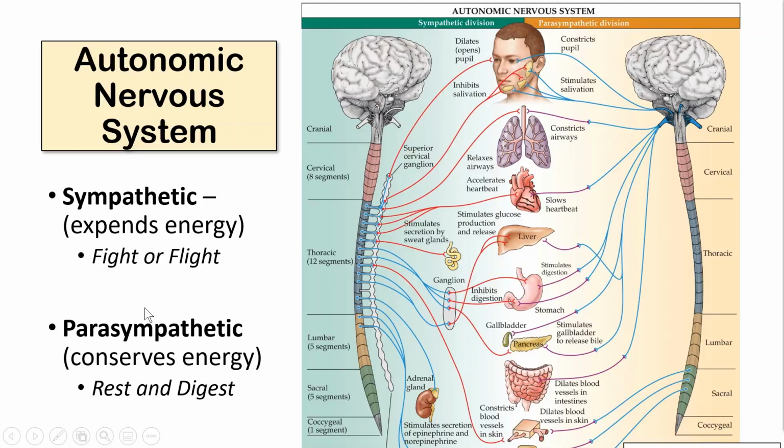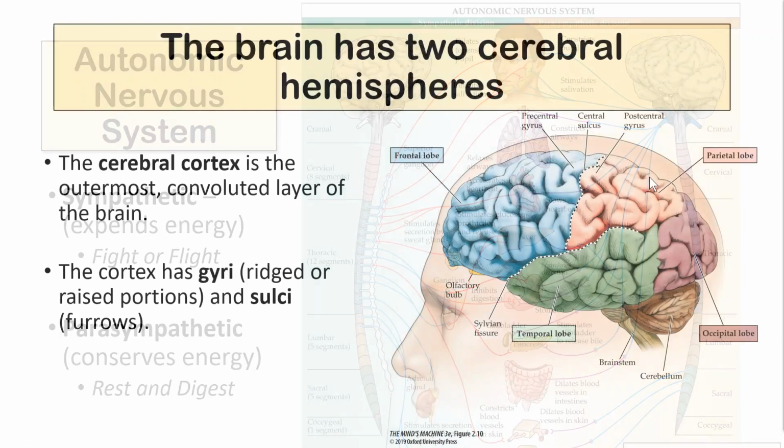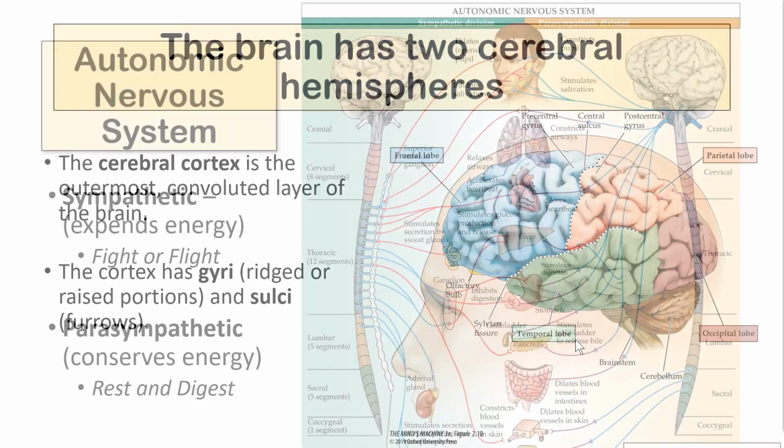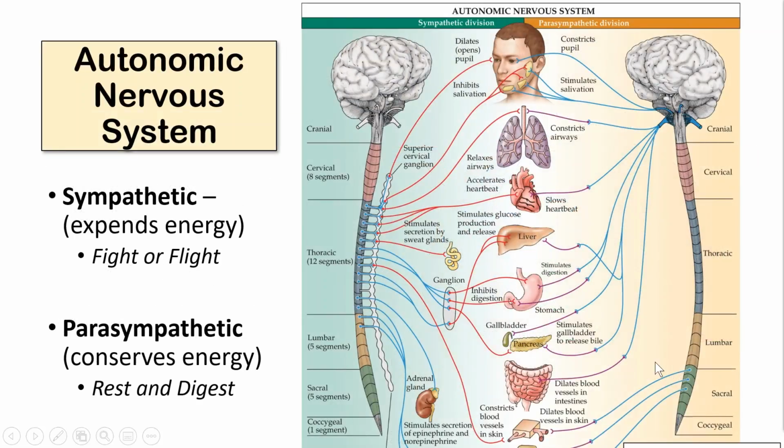The counterpart to the sympathetic nervous system is the parasympathetic nervous system. Now this is involved in things like rest and digest, where it conserves energy. You can see a lot of the nerves for the parasympathetic division are in the cranial nerves themselves, like the vagus nerve, for example, which controls a lot of the parasympathetic expression, and also coming off of the sacral region of the spinal cord.